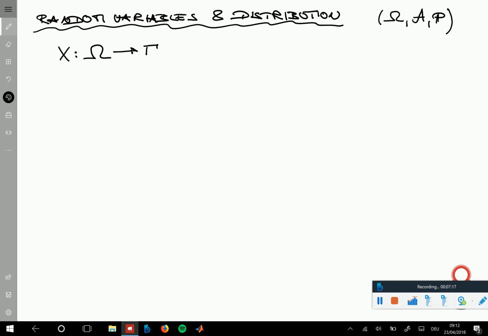And what we are particularly interested in actually is the case of real-valued random variables. So that means that the random variable is a function from the elementary outcome set to the real numbers. Essentially, it's just a function from the outcome set to another set.